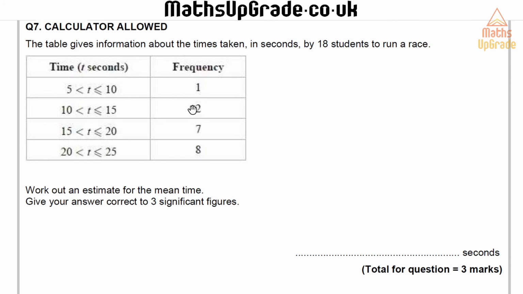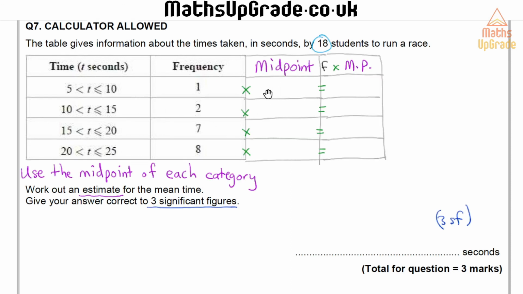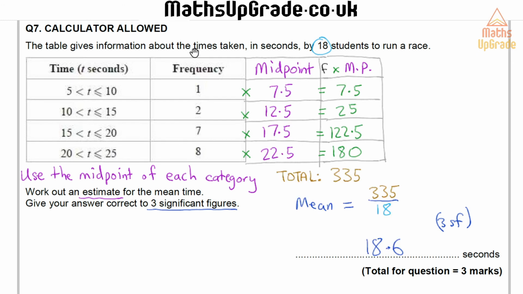Similarly for these 2 students, I don't know what time they ran. I'm just going to assume they ran a time which is exactly in the middle of 10 and 15, so 12.5. So in other words, I'm finding the midpoint of each of these times. Once I've found the midpoint, I can multiply it by the frequency to give the frequency times midpoint. Then I can do the total of that column here, which is 335. Do 335 divided by the total frequency, by the 18 students. That gives us an estimate for the mean, which is 18.6 to 3 significant figures, for 3 marks.